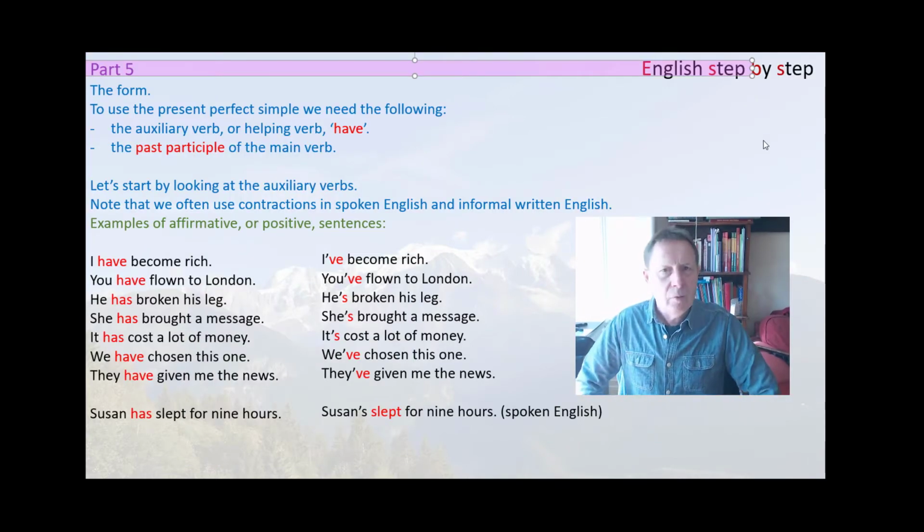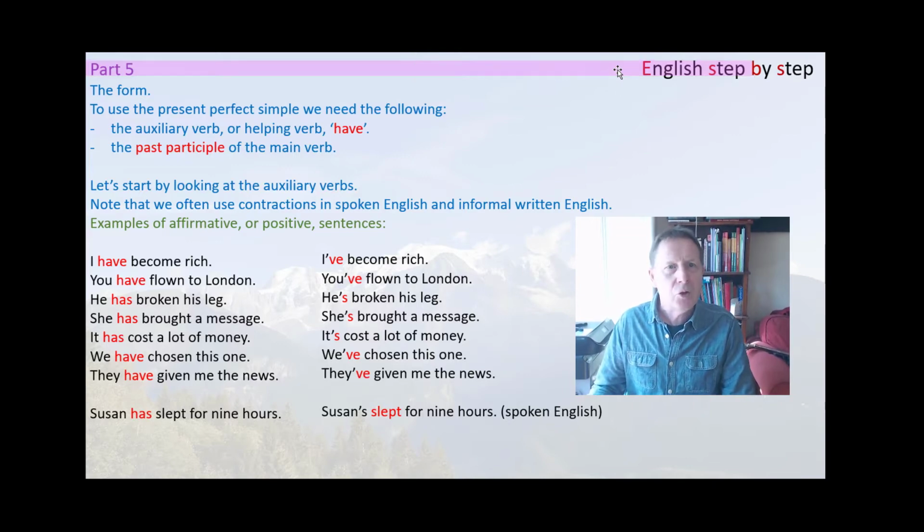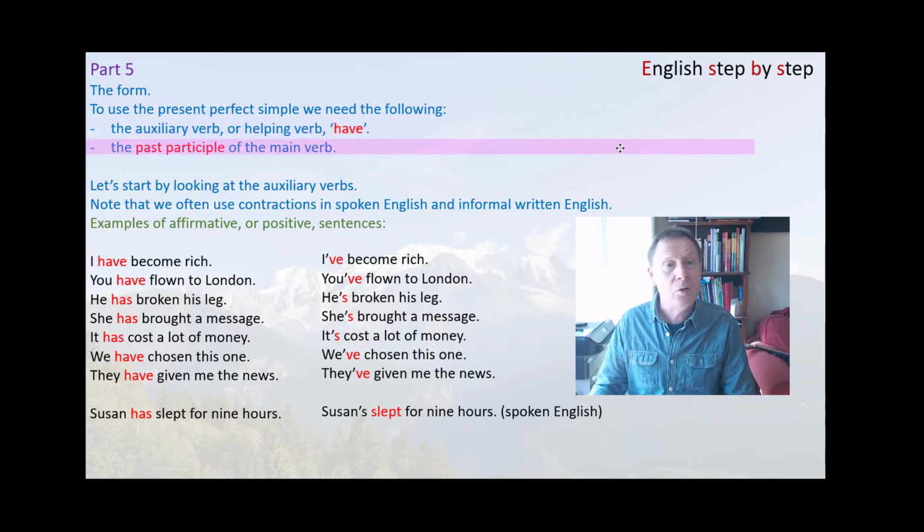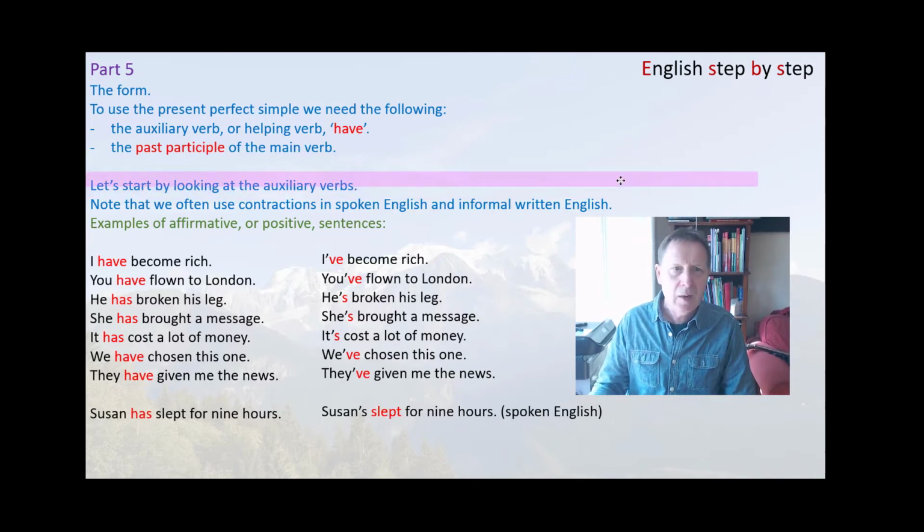In the step 1 video, we looked at the use and meaning of the present perfect simple tense. In this video, we'll look more at the form and the structure of the present perfect simple. Now, to use present perfect simple, we need the following. We need the auxiliary verb, or we can call it the helping verb, have. And then we need to use the past participle of the main verb. Let's start by looking at auxiliary verbs.